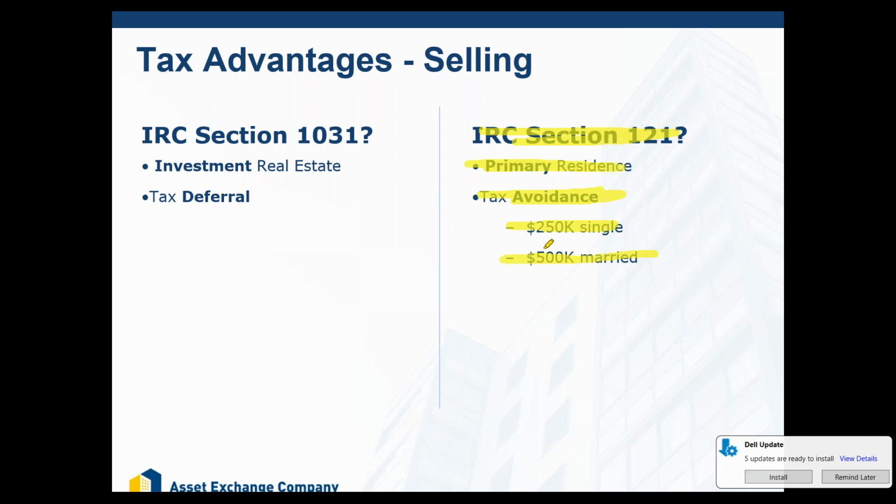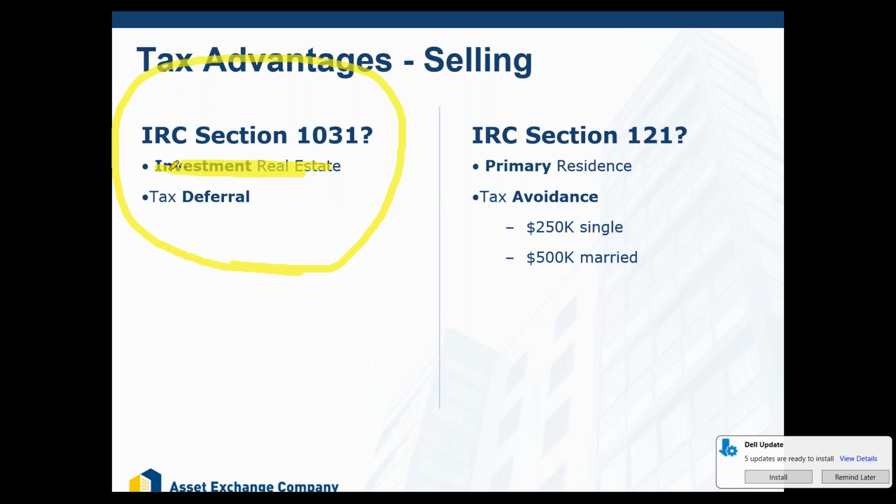Okay, this is only for your home, though. All right, it only applies to a home that you live in. And you have to have lived in the home for 2 out of the last 5 years in order to qualify. That's not what we're talking about today, though, because my clients are not selling their homes. My clients are selling investment properties. And the tax break available for investment properties is Section 1031.